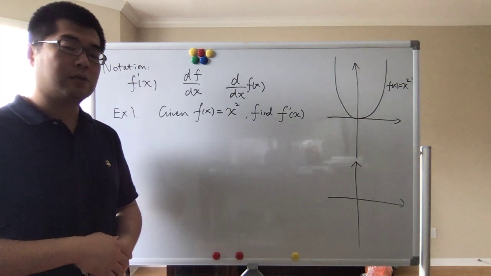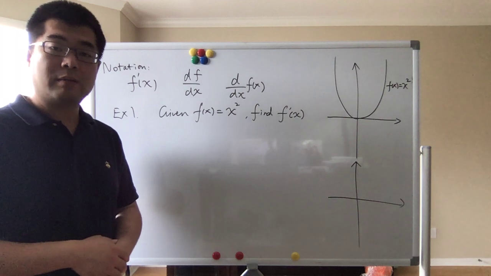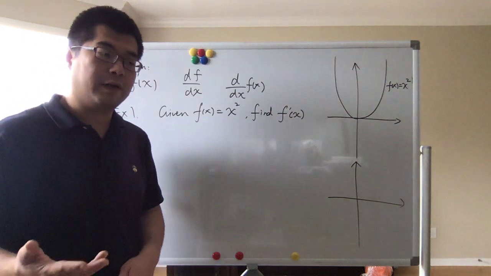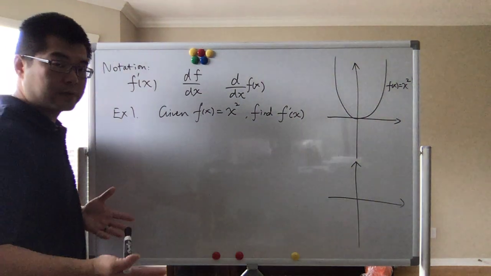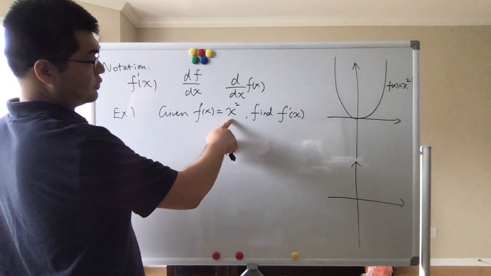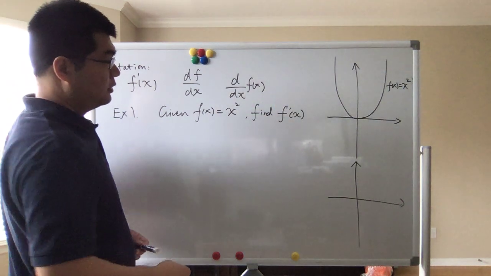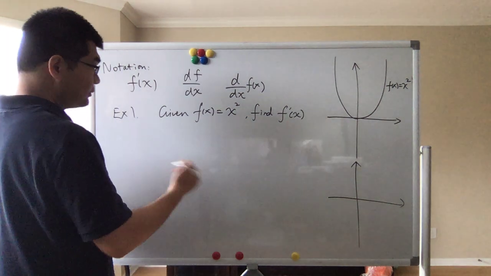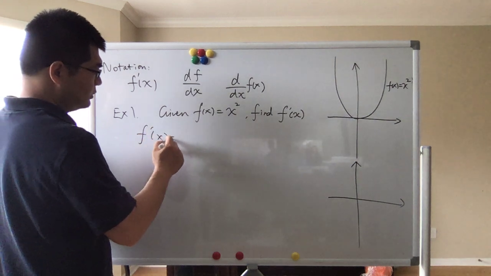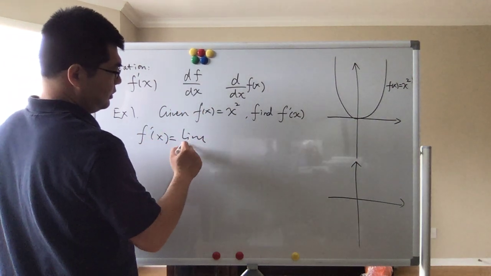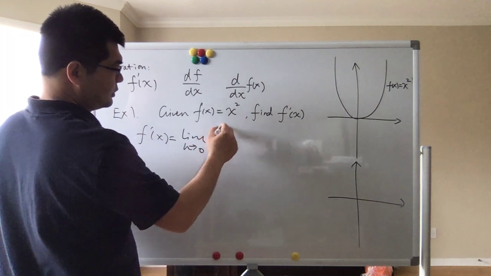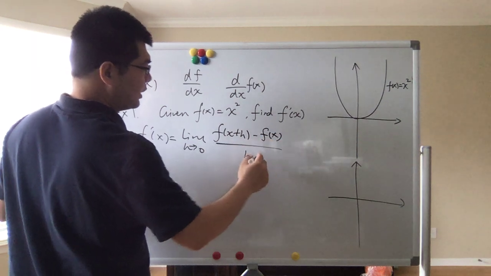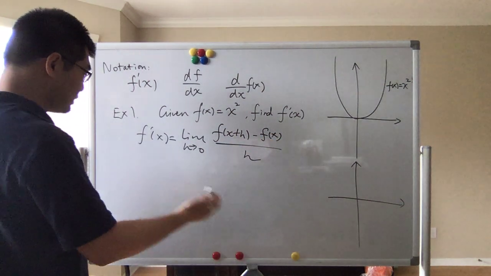So now let's talk about one example, and then we're going to talk a little bit more about the derivative as a function. Look at this example, very simple here. f of x equals x squared, whose graph is here, and figure out what f prime of x is. So let's do that. f prime of x, as the previous slides mentioned, is defined as the limit as h approaches 0 of f of x plus h minus f of x over h. So this is the definition.